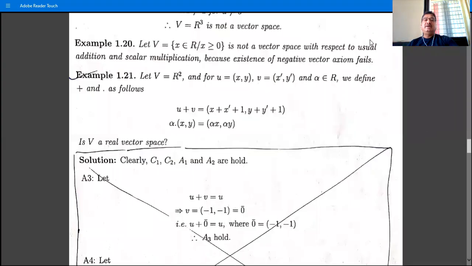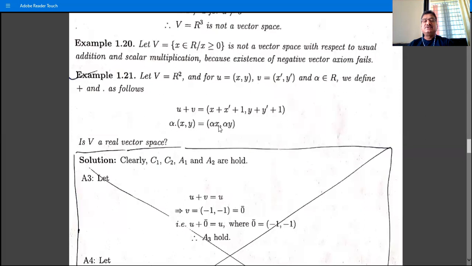Next example, let V be R squared, and u is (x, y), v is (x', y'), and alpha is a scalar, alpha belongs to R. We define addition and scalar multiplication as follows: u plus v, that is, addition of (x, y) plus (x', y'), is (x plus x' plus 1, y plus y' plus 1). So that is the addition of these two. And alpha times (x, y) is (alpha x, alpha y).